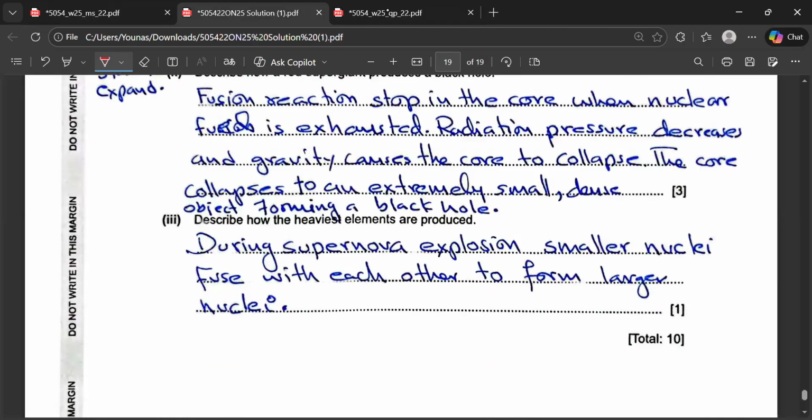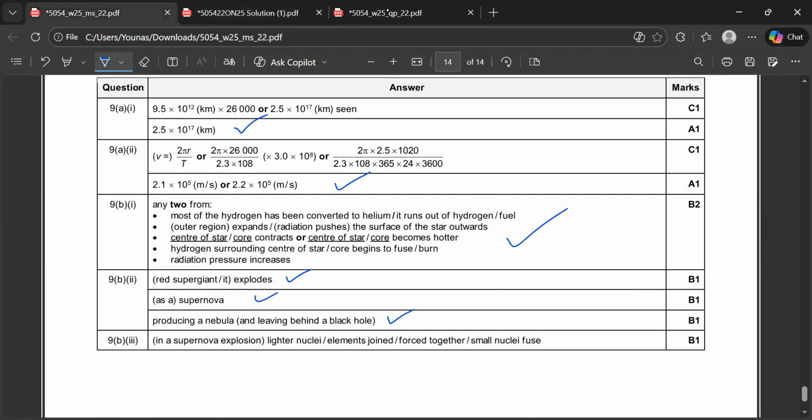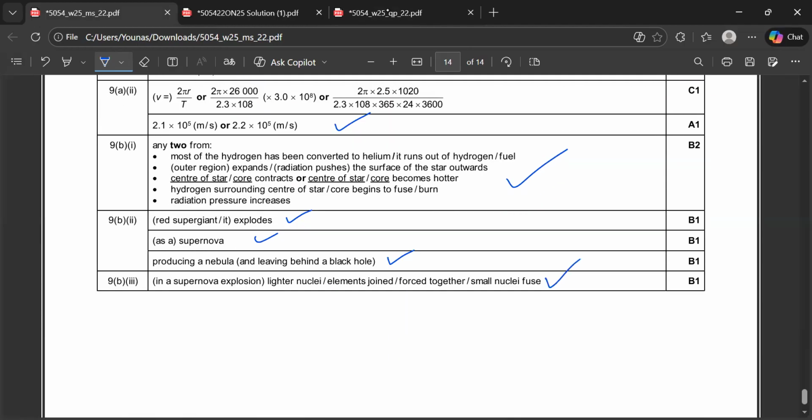During supernova explosion, smaller nuclei fuse with each other to form larger nuclei, and in the case of the supernova, they spread out in space. In the supernova explosion, lighter nuclei join together, small nuclei fuse. Okay, so this is the answer, sir.